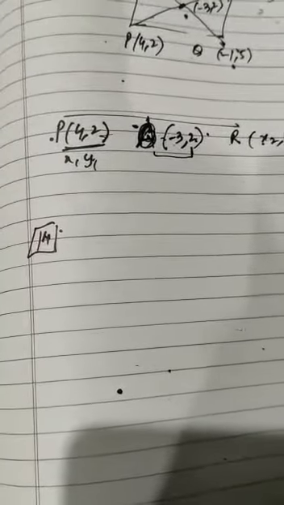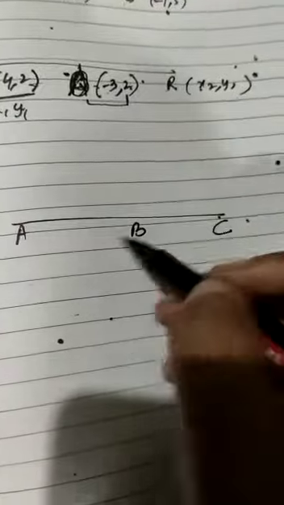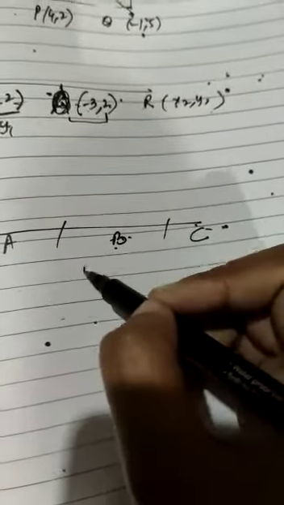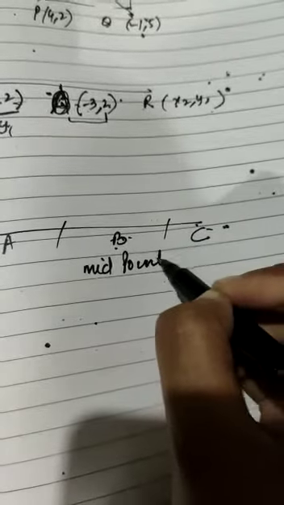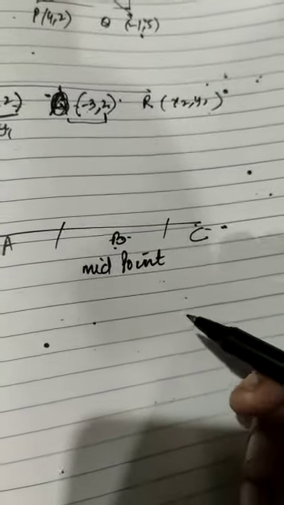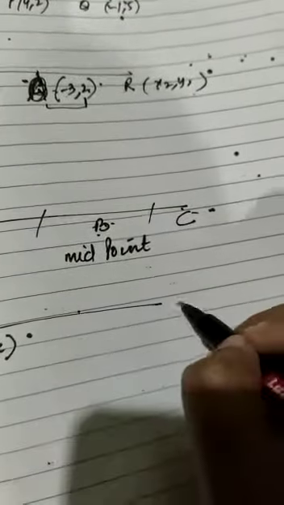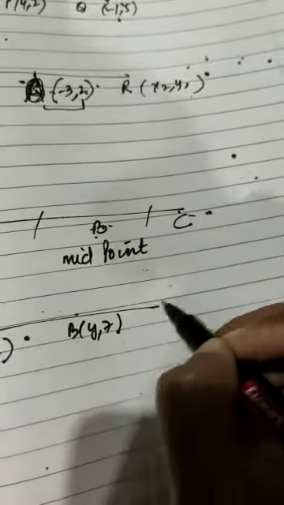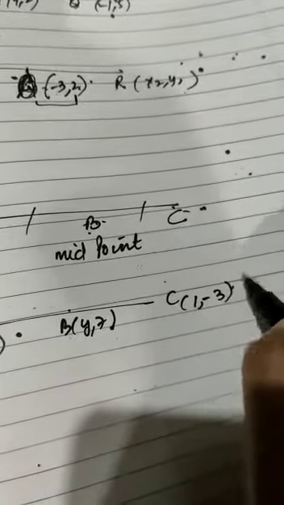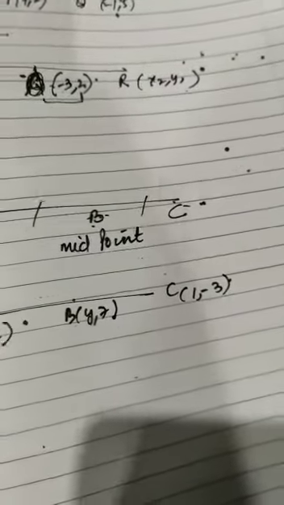Now come to question number 14. In question number 14, you are given points A, B, C are collinear. Points A, B, C are collinear means on the same line, and the condition is AB equals BC. Very easy question. AB equals BC, it means B is the midpoint. And you are given A as -5 and x, B as y and 7, and C as 1 and -3. So you can find the values easily.